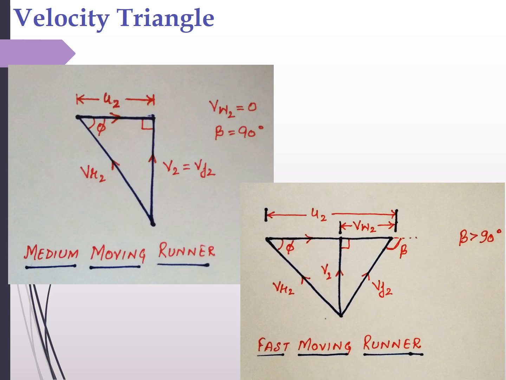So in this slide, the velocity outlet triangle for a Francis turbine for a medium moving runner as well as for the fast moving runner will be discussed. As discussed in the previous slide, whenever the velocity of the vane is more, this u will increase. So in that case, the magnitude of u will be more in comparison to the previous case.